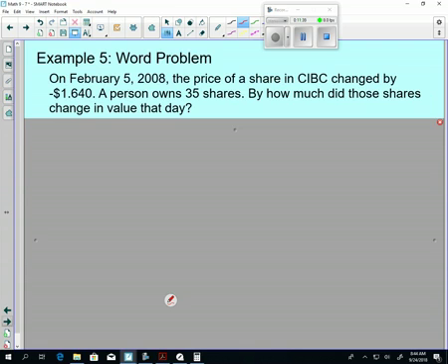And finally, a word problem. On February 5th, 2008, the price of a share in CIBC. CIBC is a bank. So if you bought shares in the bank, you could hold it until the price changed. But here we see that it went down $1.64. And the person owns 35 shares. By how much did these shares change in value that day?